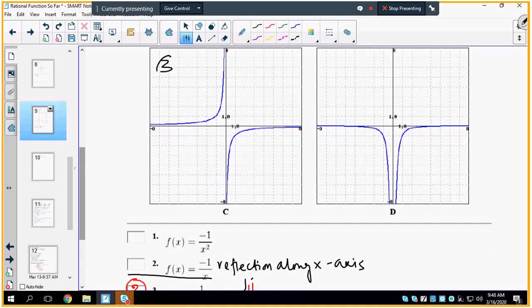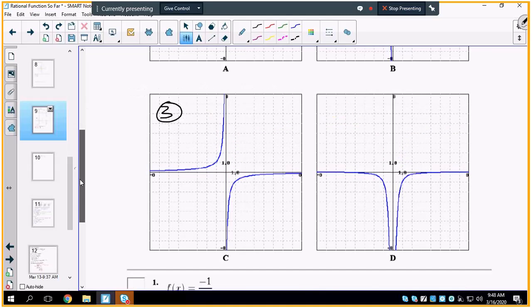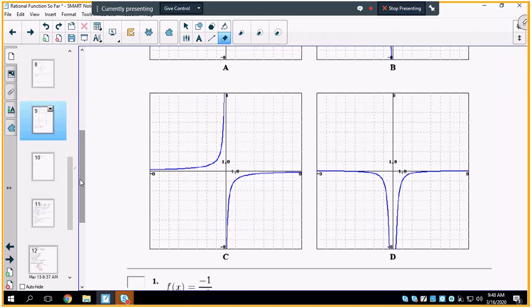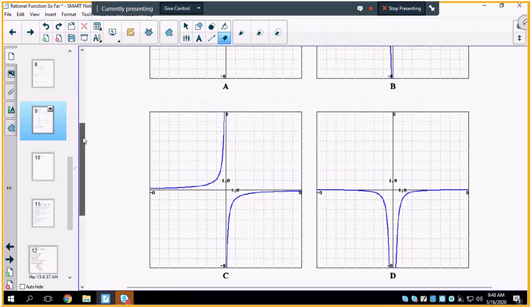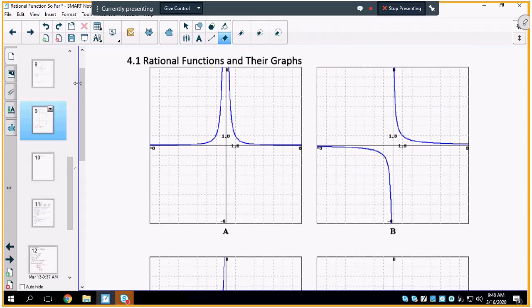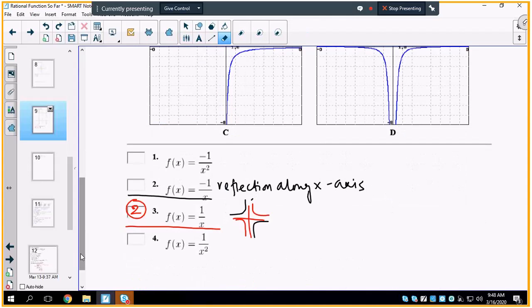Actually, you know what? These are numbered A, B, C, so I'm going to just use them. So graph C is associated with the negative 1 over x. Let's go ahead and do it. Instead of saying it 2, I'm just going to call it B. And I'm going to call negative 1 over x my graph C.